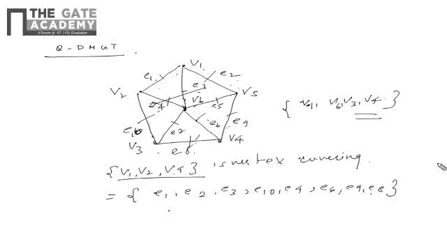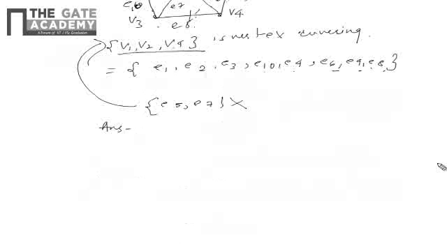Now which are the remaining edges? e5 is not covered, and e7 is not covered. So of the total 10 edges, 2 edges are not covered by this particular vertex set. So this cannot be a vertex covering, because in a vertex covering each and every edge should be incident on the particular set. So this is not a vertex cover, that's why this statement is false. Therefore the answer is D.